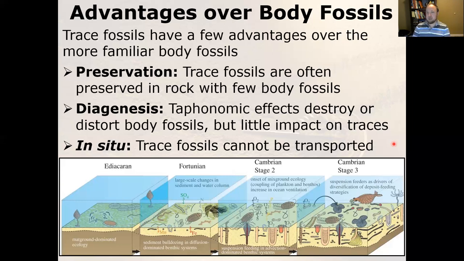And then the other big advantage is that body fossils can be transported. So if you think about brachiopods, a brachiopod dies, its shell sits on the seafloor, a big storm comes along, and that brachiopod fossil might be mobilized into a completely different environment. It's not in situ anymore. It's not where it was living. Trace fossils can't be transported. If you find a trace fossil, that trace fossil was created at that location. It hasn't moved, and you know that.